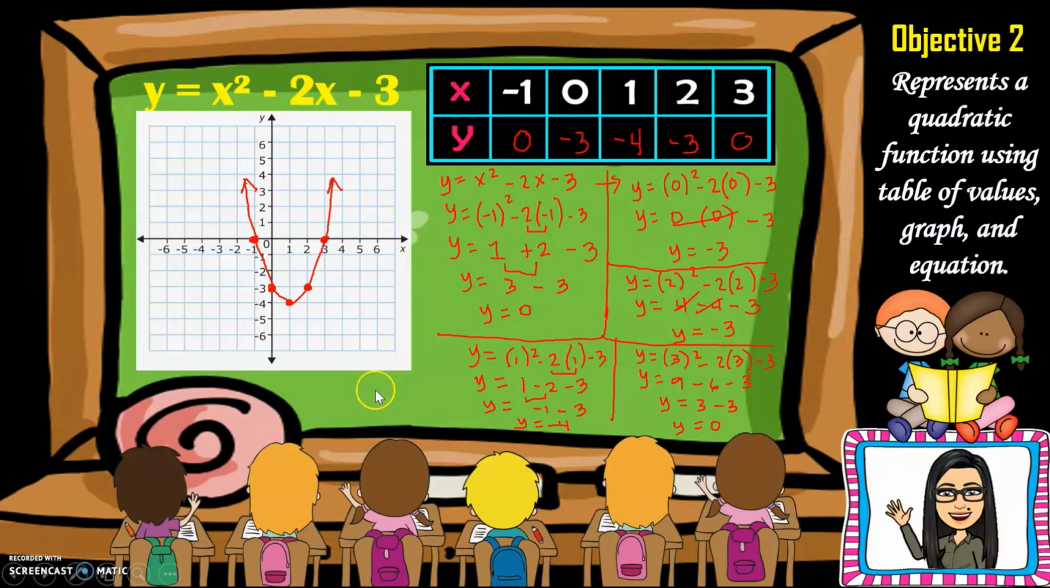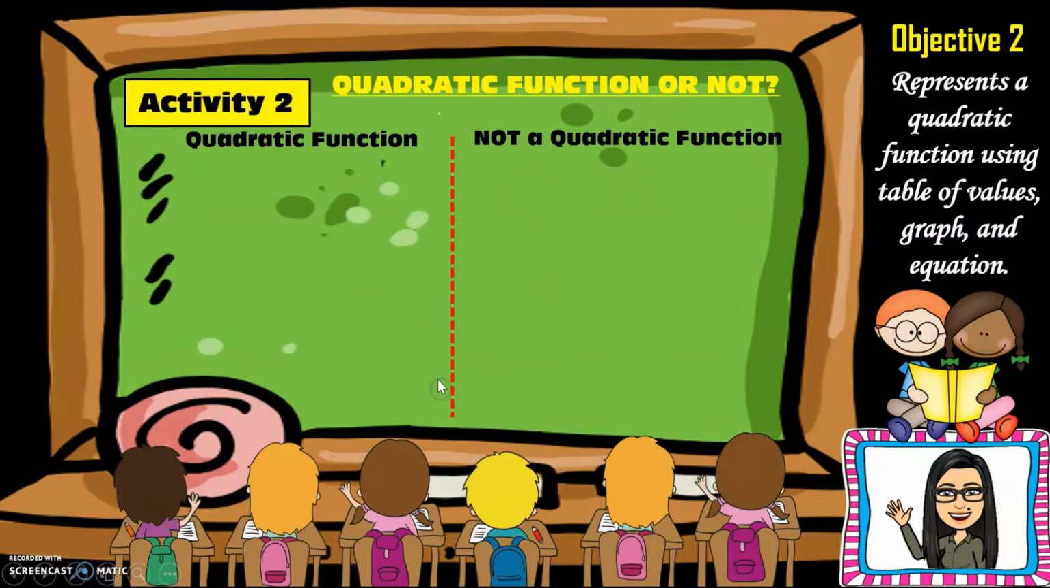So, there! Since we're done representing a quadratic function using table of values, graph, and equation, we can now proceed with our next activity. So, this activity is called quadratic function or not. So, I will show you some pictures and functions, and then you will tell me if it is a quadratic function or not. So, are you ready? Let's start.